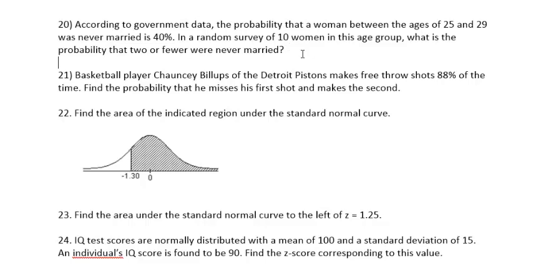Next question, question number 20. Now this is a very hard question. It's harder than any of the questions you're going to get on the actual final, I believe. It's the sort of thing that we didn't really cover so much in the crash course, but we'll cover it here just to give you an idea of how to do this. The question is: according to government data, the probability that a woman between the ages of 25 and 29 was never married is 0.4. In a random survey of 10 women of this age group, what is the probability that 2 or fewer were never married?